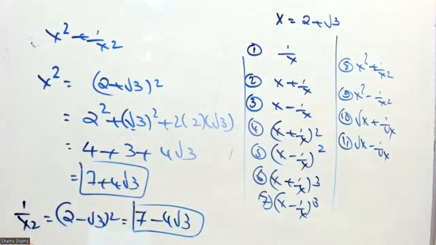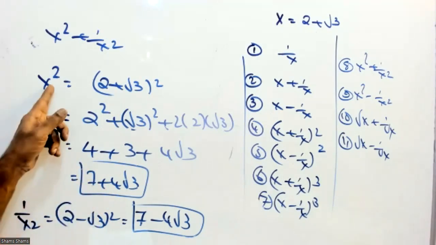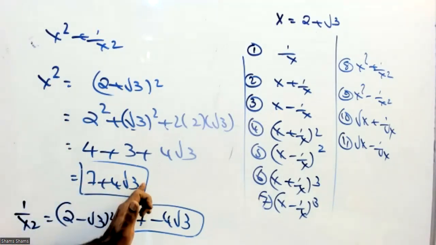Then 1 by x square. 1 by x is what? 2 minus root 3. That is to be covered. 2 minus root 3 whole square, you will get 7 minus 4 root 3. When you open that, you will get it, because only the sign changes now. When we add x square plus 1 by x square, 7 plus 4 root 3 plus 7 minus 4 root 3.